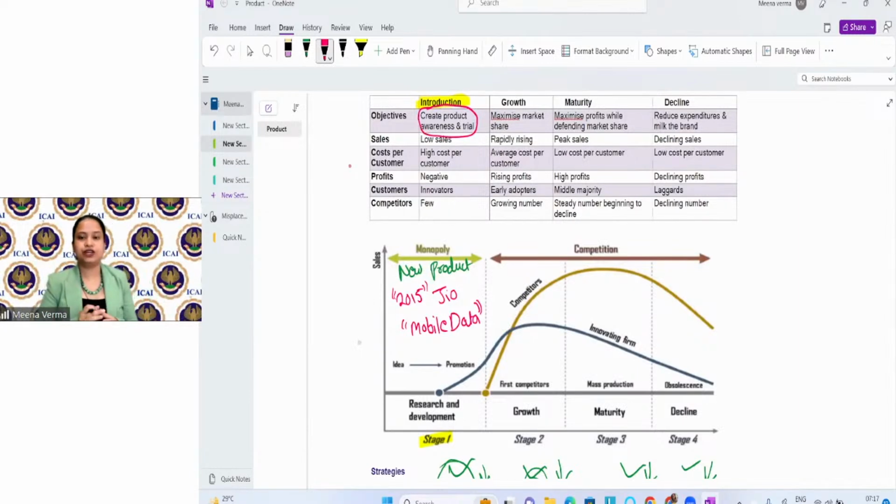So in 2015, Jio introduced mobile data for the first time. All right. That was a new product in the market. Now the people do not have an idea about the product. They don't know about it. It was completely a new product in the market, right? So for that reason, first the company will have to do what? To create awareness of the product, because people don't know about mobile data. So the first thing the company had to do is create awareness.